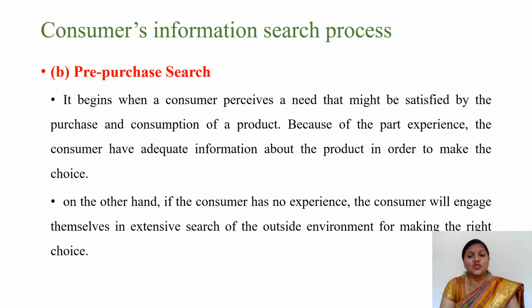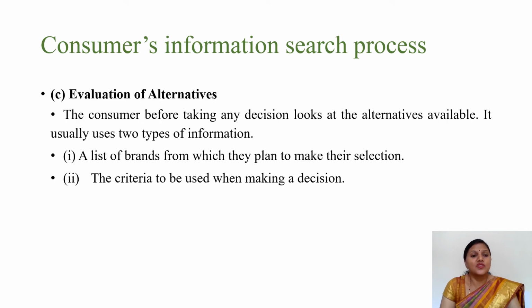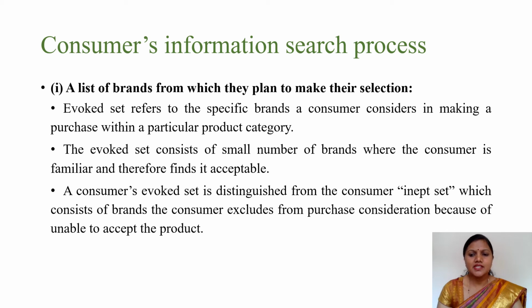In a high risk situation, the consumers usually involve complex information sources. On the other hand, in a low risk situation, they use less information search. Next one is evaluation of alternatives. The consumers, before taking any decisions, look at the alternatives available. So he will try to identify the list of brands. This we have already discussed, and in the list of brands, he will analyze the criteria to be used. Let us see each in detail.